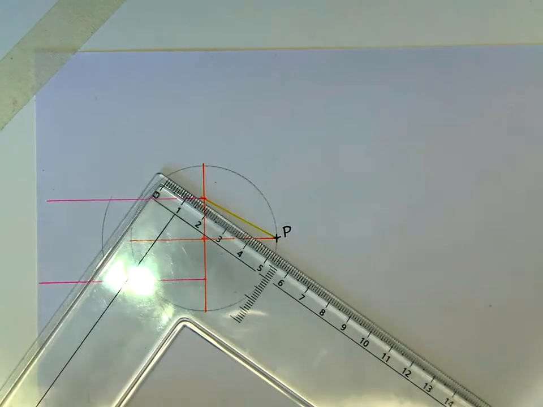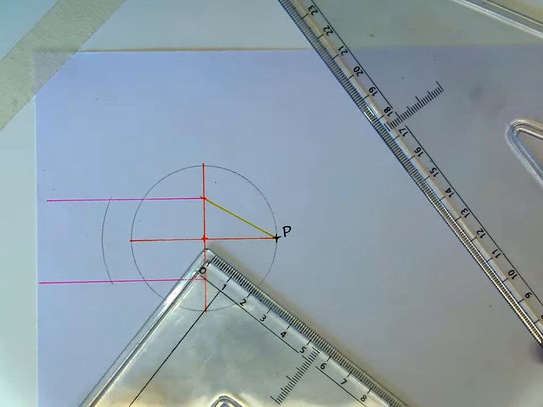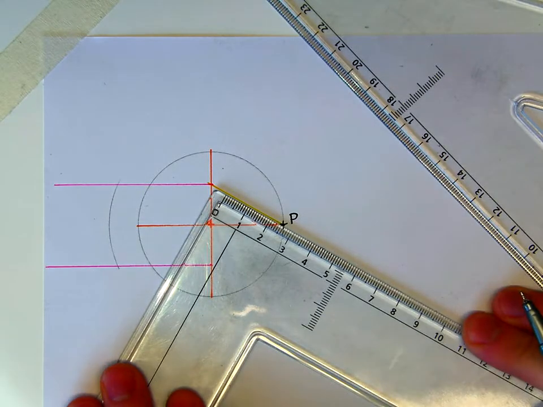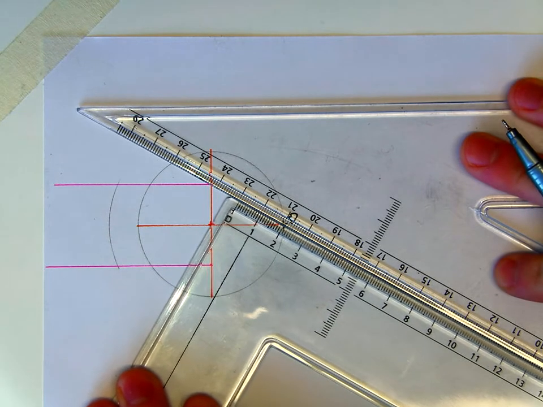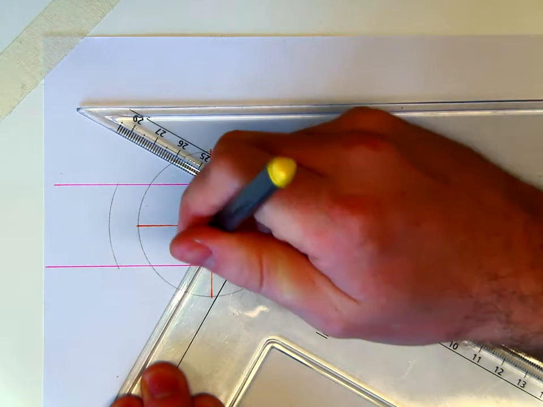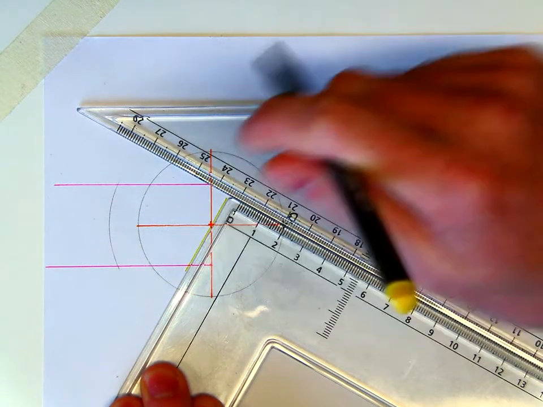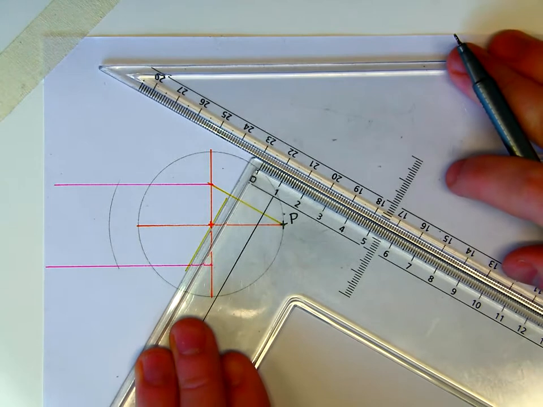So we can use sliding set squares for this. Get your 90 degrees lined up on that yellow line. Put the other set square in against it, and slide this down until you're happy that you have that 90 degrees in there.